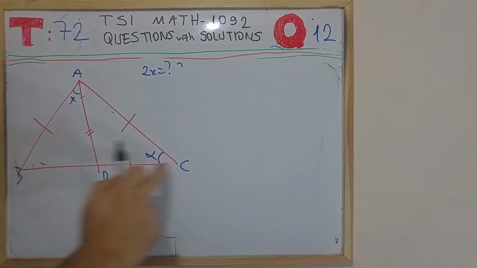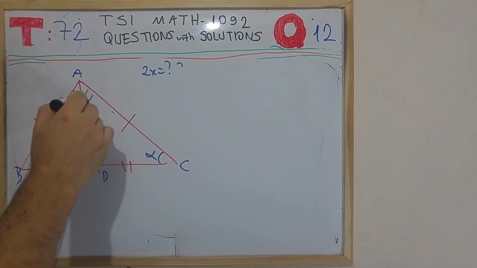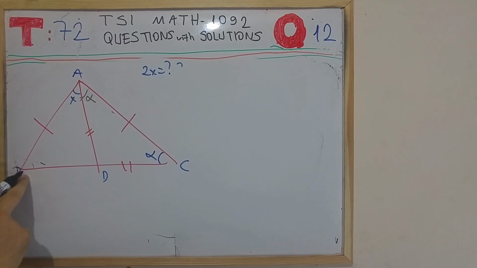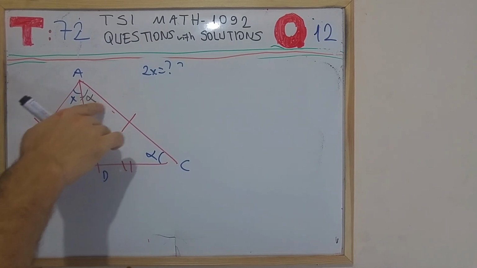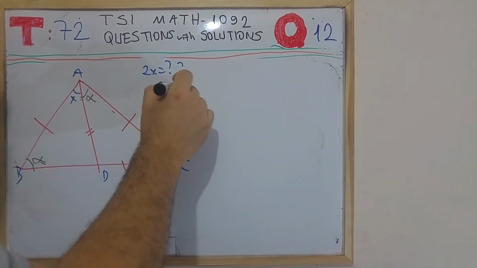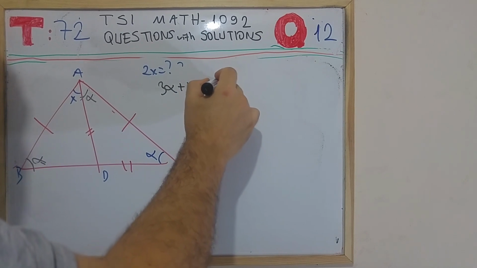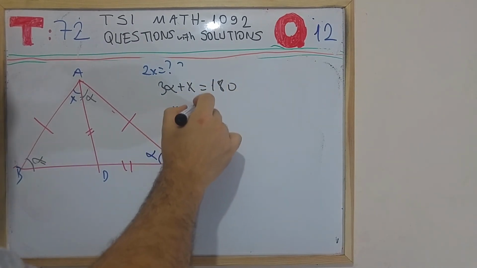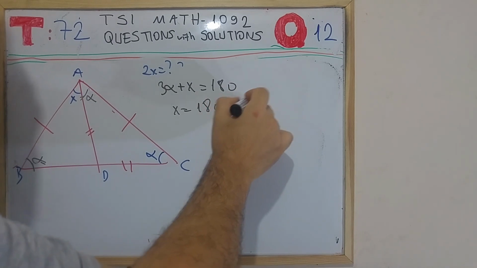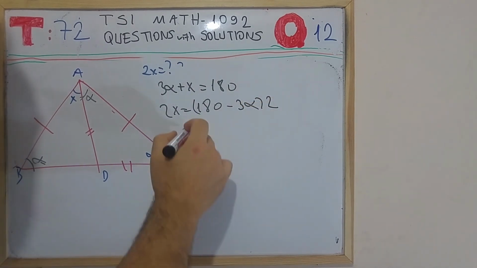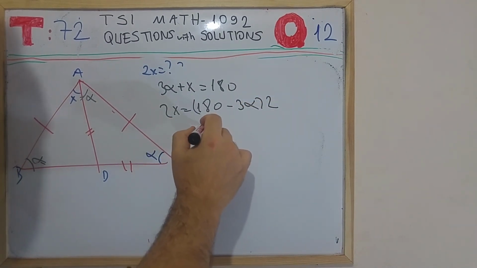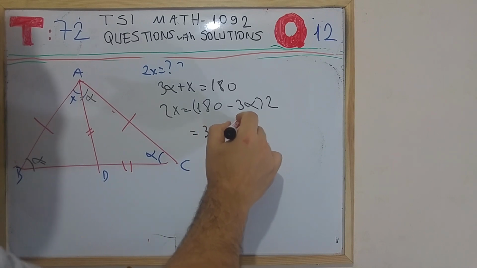AD is equal to DC, so this angle here is equal to alpha too. And AB is equal to AC too, that's why this angle B is equal to alpha too. So the internal angles of this triangle is equal to alpha plus alpha plus alpha plus x, which is 3 alpha plus x is equal to 180. This means that x is equal to 180 minus 3 alpha. And what I'm asked is 2x, so I just multiply this by 2. Then 2x is equal to 360 minus 6 alpha.